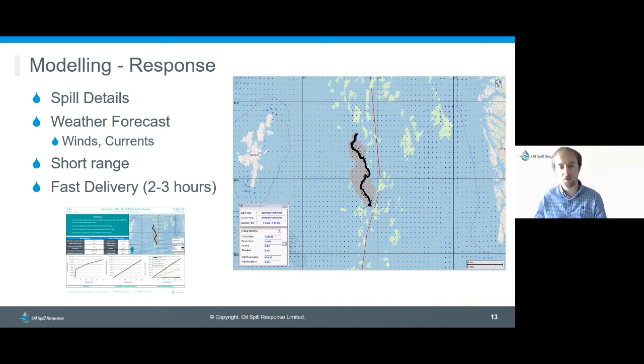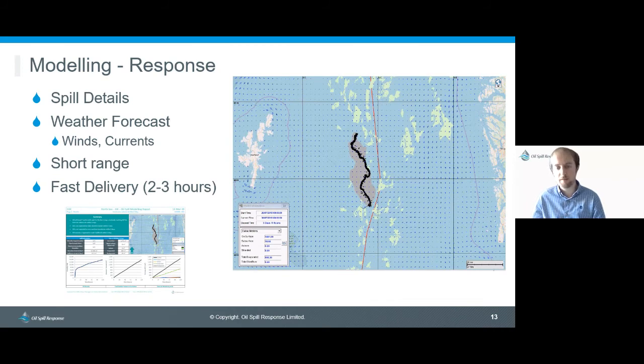In order for this to be useful and relevant information, we need to make sure we can deliver these modelling results quickly. The longer we wait, the less relevant it's going to become. And so at OSRL, we've got modelers embedded in both our response teams in Southampton and in Singapore, and within about 2 to 3 hours of receiving all the information that they need to get these models running, they can have that model turned around and results available to everyone.